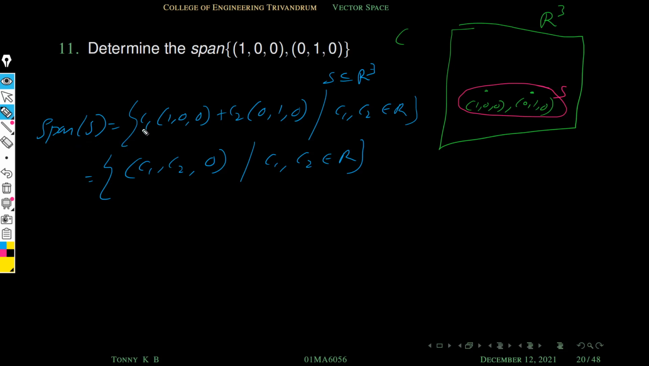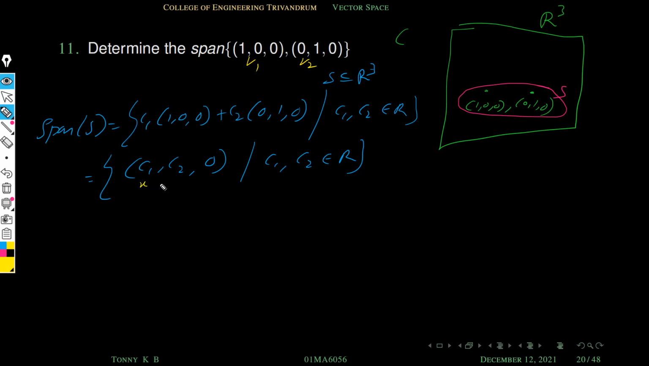Yes, by definition, span of S is equal to C1 times (1, 0, 0) plus C2 times (0, 1, 0). This is our V1 and this is our V2. We have only two vectors, so C1 V1 plus C2 V2, the set of all C1 V1 plus C2 V2 where C1 and C2 are arbitrary. So this becomes (C1, C2, 0) with C1 and C2 arbitrary. So what about this collection? The set of all (C1, C2, 0) where C1 and C2 are arbitrary.